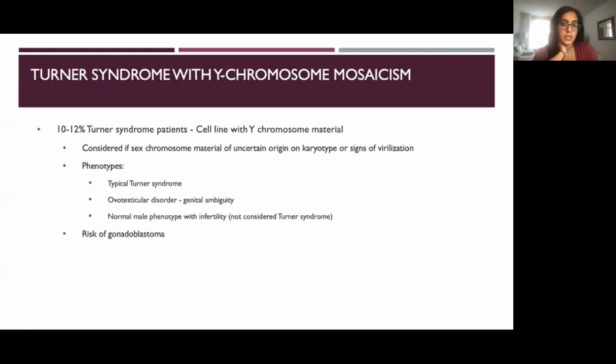In terms of Turner syndrome with Y chromosome mosaicism, this is actually seen in 10 to 12% of Turner syndrome patients, and you'll see a cell line with Y chromosome material. Considered if there is sex chromosome material of uncertain origin on karyotype, or if there are signs of virilization. Phenotypically, you may see either your typical Turners, your ovotesticular disorder, so you might see genital ambiguity, or a normal male phenotype with infertility. And there's also the risk of gonadoblastoma.